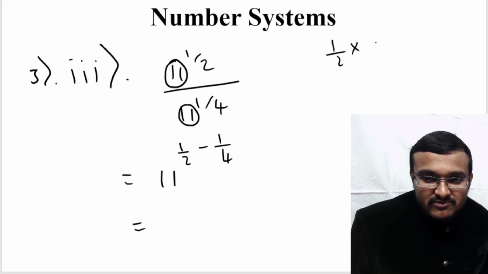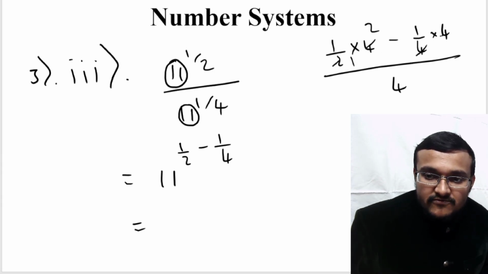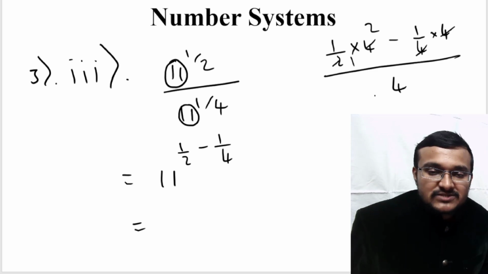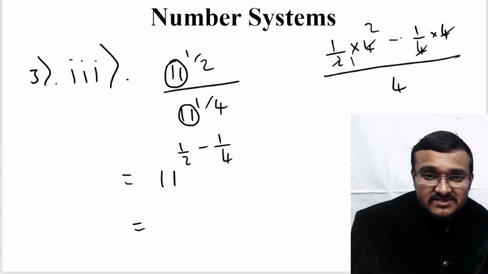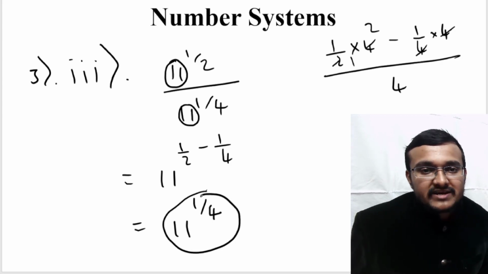So 1 by 2, the LCM of 2 and 4 is 4, minus 1 by 4, into 4 will be there, divided by the LCM, that is 4. So here 2 ones are 2, 2 2s are 4, 4 4s get cancelled with each other. So 2 minus 1 is there. So 2 minus 1 is 1. So 1 divided by 4 will be remaining. So you have got 11 power 1 by 4.